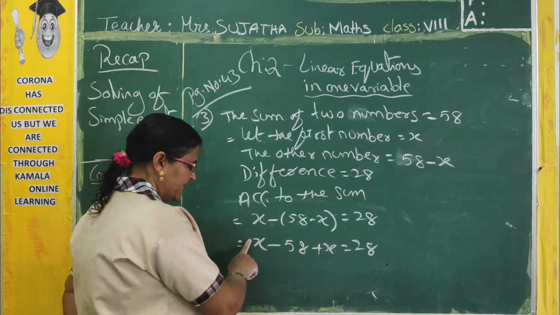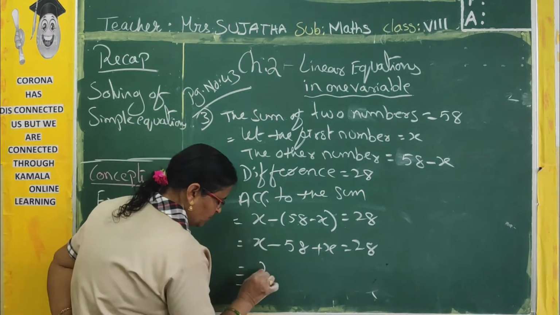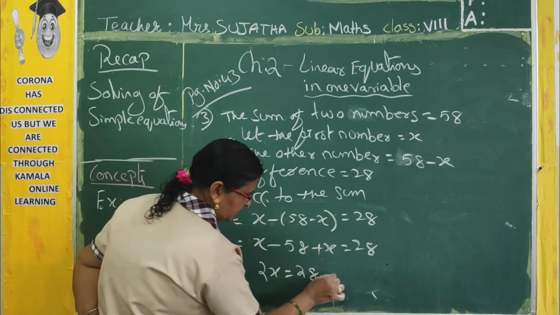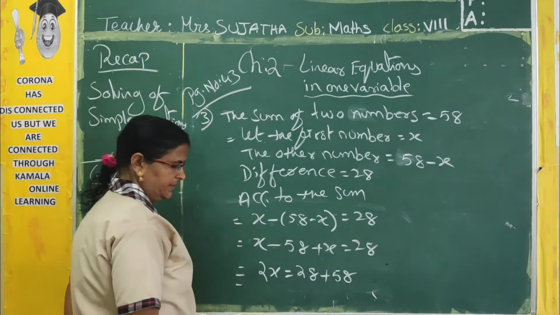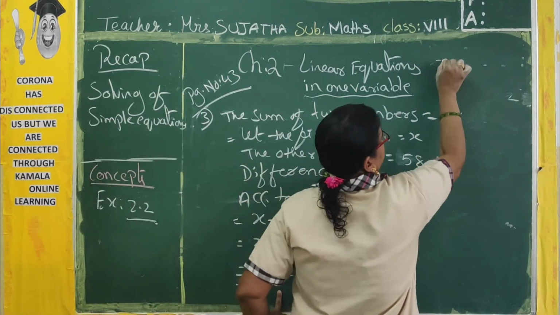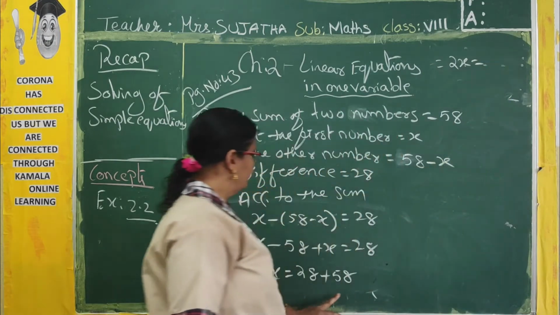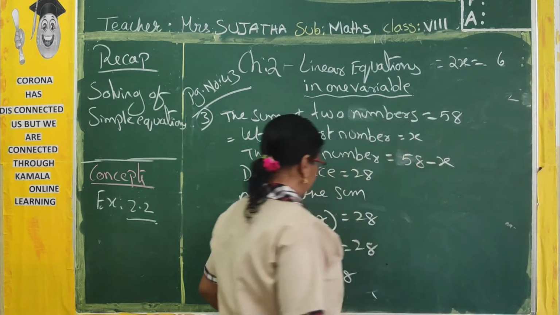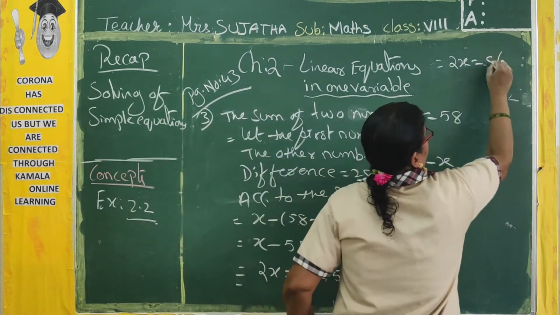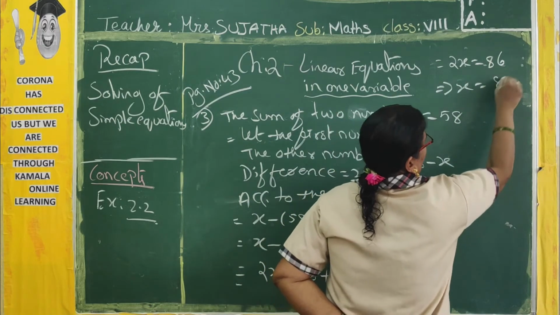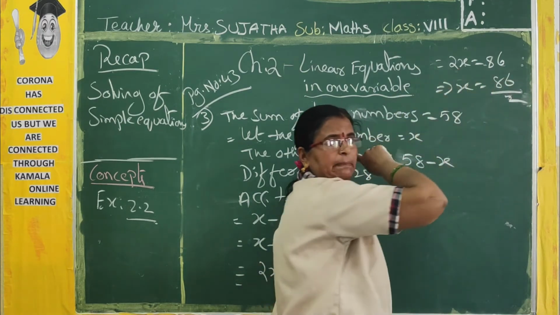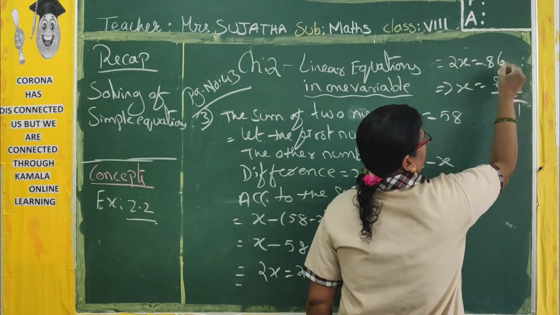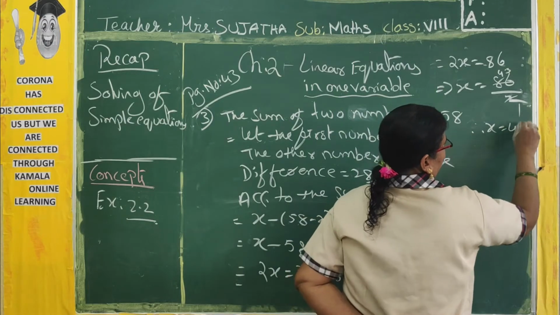Now plus x, 2x is equal to 28, minus 58 will go that side, it becomes plus 58. Now 2x is equal to 58 plus 28. How much will we get? 8 plus 8 is 16. 1 carry, 6, 8. It implies x is equal to 86 by 2. This is multiplication, it will go that side and become division. 2 ones are, 2 fours are, 2 threes are. Therefore, x is equal to 43.